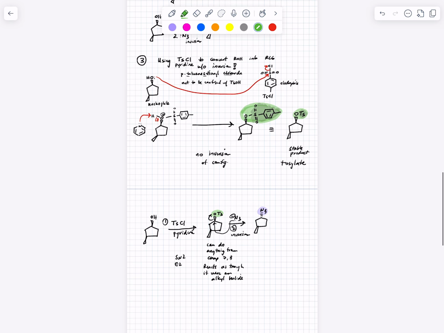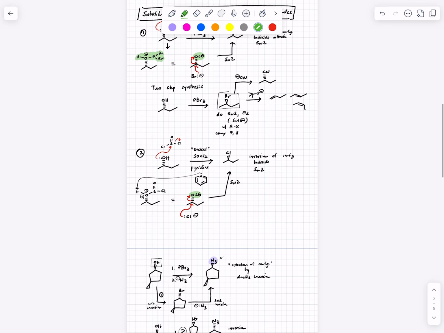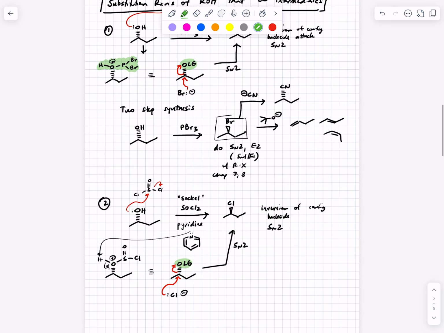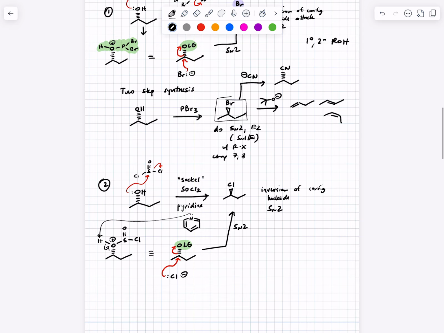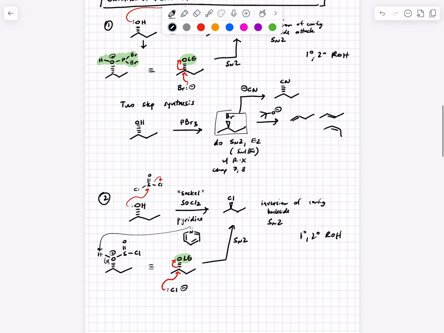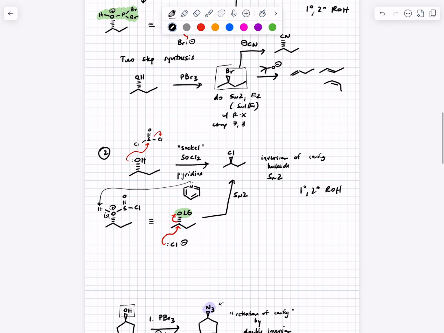All right, some quick reminders of things that I didn't say earlier for the first and second reactions. Because the first and second reactions, PBr3 and SOCl2, involve SN2, we're really only going to do them with primary and secondary alcohols. If you wanted to use a tertiary alcohol, you should just use HBr or HCl for these reactions. The whole point of using PBr3 or SOCl2 is to avoid a carbocation intermediate.